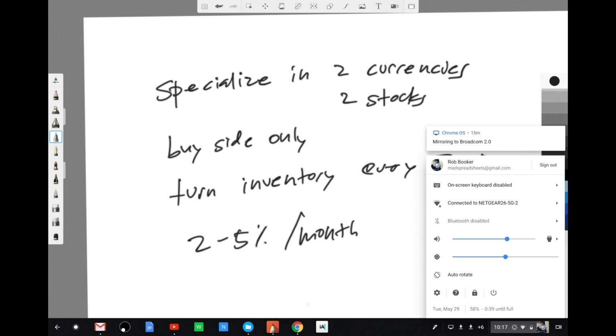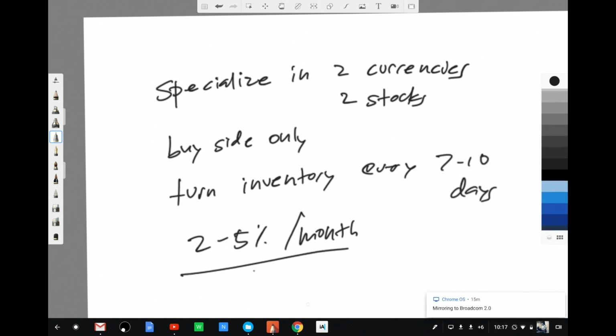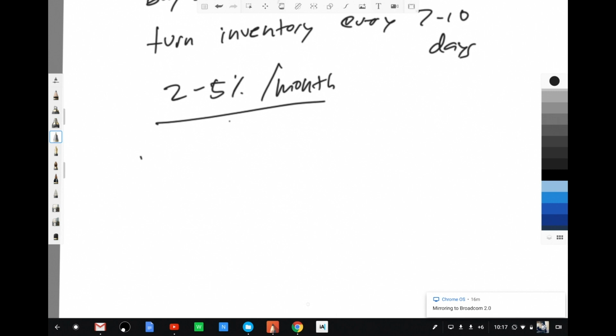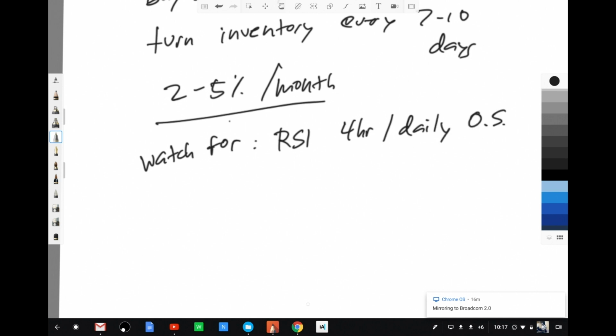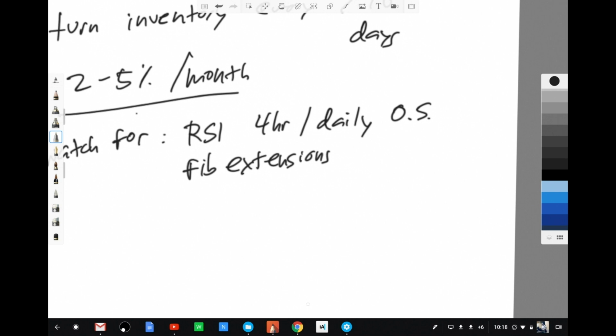Now, I know that this sounds absolutely ridiculous. However, it's totally possible. You would watch for, and here's a list of things you might watch for. You might watch for the RSI on the 4-hour and the daily to go oversold. You might watch for fib extensions. I might even do a little member video about this today or tomorrow. Fib extensions, when it drops into these extension areas, you might accumulate a little bit or pick up a little bit.